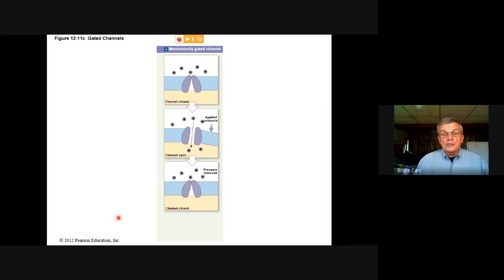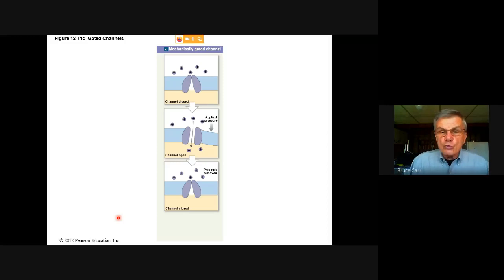Just to be complete, there are some channels that are sort of like clothespins sitting there in the membrane, closed during a normal resting cell. But put a pressure on the membrane, a pressure on the tissue, and it literally kind of opens. And during that time when it's open, ions can cross over.